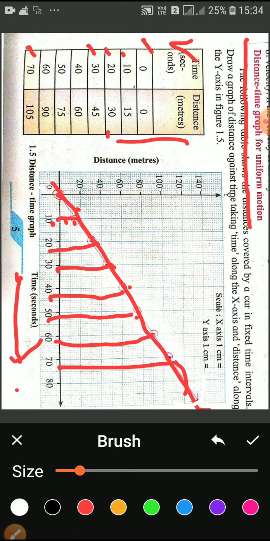So plot this graph on graph paper with the same observations, or you can change the observations, but the equal distance and equal time interval should be there. Just judge whether your graph is a straight line or not. If the graph is a straight line, it is a uniform motion. So plot this graph and you will understand this topic.